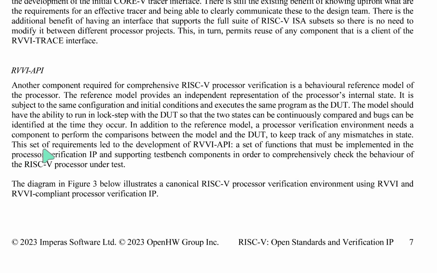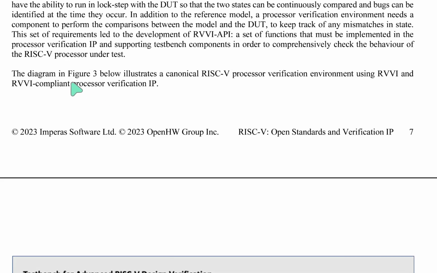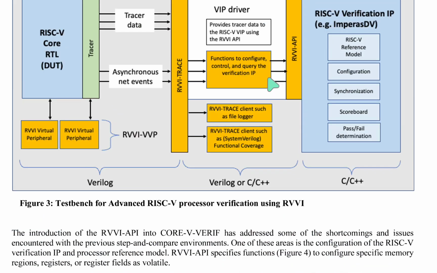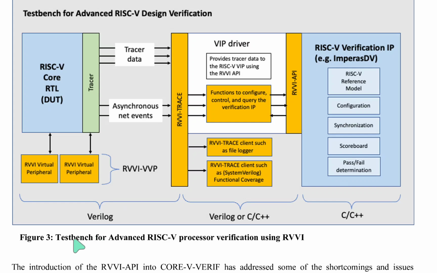This set of requirements led to the development of RVVI API. A set of functions must be implemented in the processor verification IP and supporting testbench components in order to comprehensively check the behavior of the RISC-V processor under test. The diagram of Figure 3 below illustrates a canonical RISC-V processor verification environment using RVVI and RVVI-compliant processor verification IP. So this is Figure 3, the testbench for advanced RISC-V processor verification using RVVI.